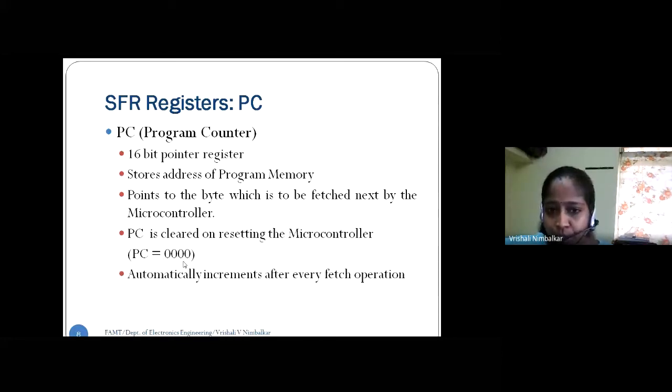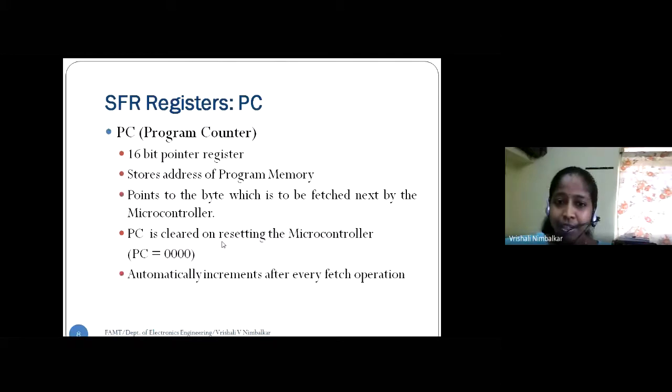What does the program counter do? It points to the instruction which is to be fetched. So what is it telling you? Where should your first instruction be? Your first instruction should be at address 0000 hex. Correct? And that is the reason whenever we start writing our programs, the starting memory address should be 0000 hex. This is very important, an important indication.